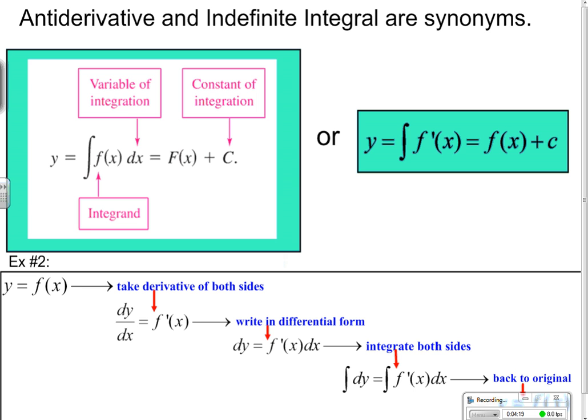Antiderivatives and indefinite integrals are synonyms. They mean the same thing. I can say, please find the antiderivative, or please find the indefinite integral.